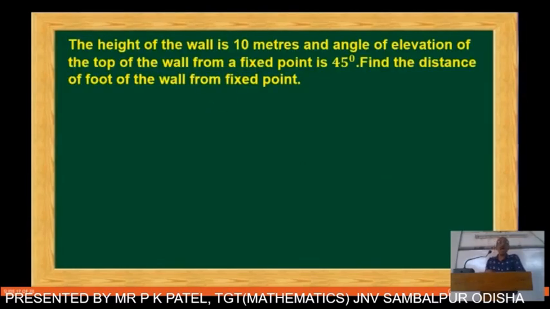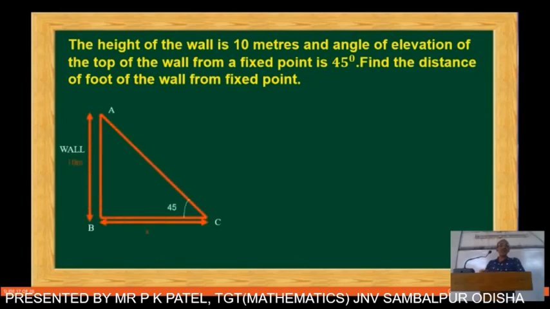The height of a wall is 10 meters and the angle of elevation of the top of the wall from a fixed point is 45 degrees. Find the distance of the foot of the wall from the fixed point. So for solving this, we have to draw the figure first. Understand the question first, then draw the figure.